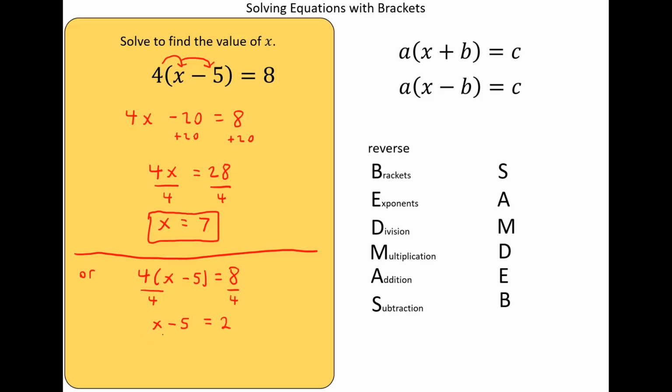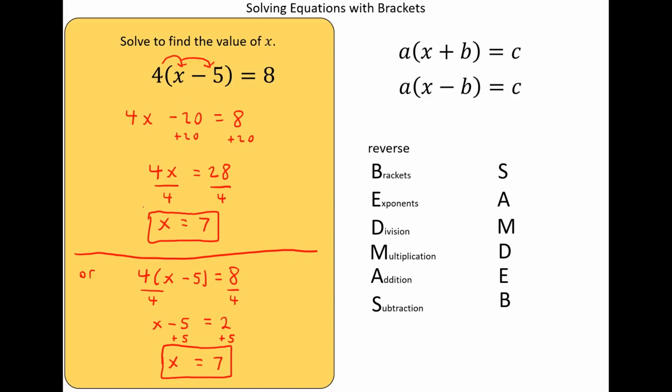Well, that's a one-step equation. Since I'm subtracting 5 from x, to get x by itself I'm just going to do the opposite and add 5 to the left side. And what I do to the left side, I also have to do to the right side. So now I just have x on the left side. On the right side, I have 2 plus 5, and the answer to that is 7. So notice I got x equals 7.